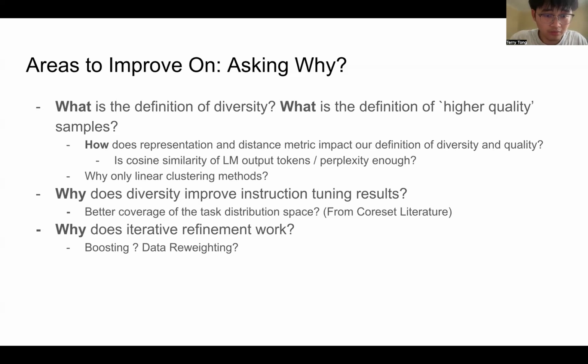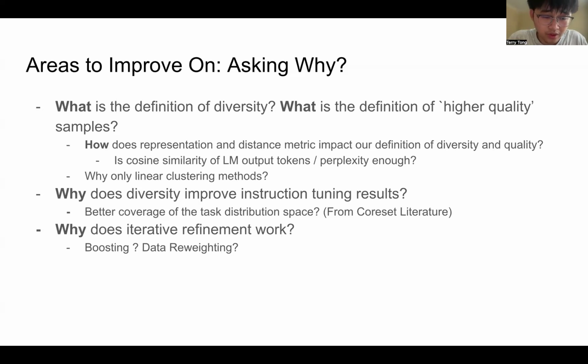And also, representation and distance also impact our methodology. So is cosine similarity of LM output embeddings really enough to capture diversity? Is perplexity enough to capture quality? I think these are questions we really need to think about.